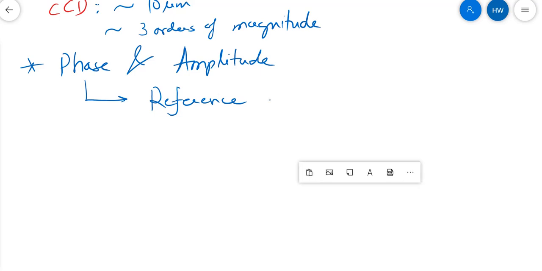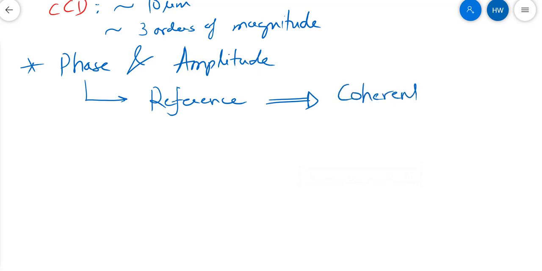And that notion is captured by the characteristics of lasers, which are coherent. When you record the hologram, it should contain both these aspects, right? It should contain the phase aspect as well as the amplitude aspect. So imagine the following situation.